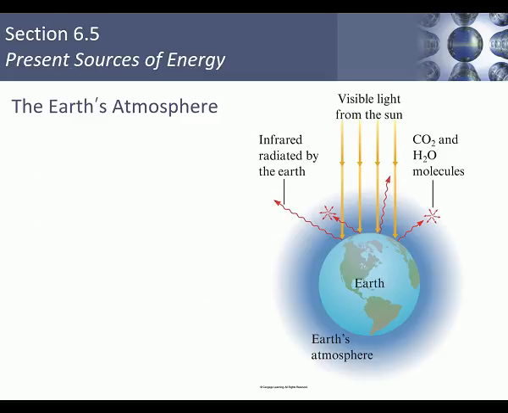So here's a diagram depicting that. We have visible light from the sun, always depicted as parallel lines because it's from a great distance, impacting the Earth. And we have infrared light radiated away by the Earth, flying into space. But the presence of CO2 and water molecules in the Earth's atmosphere, here in this shaded blue area, trap that infrared radiation.